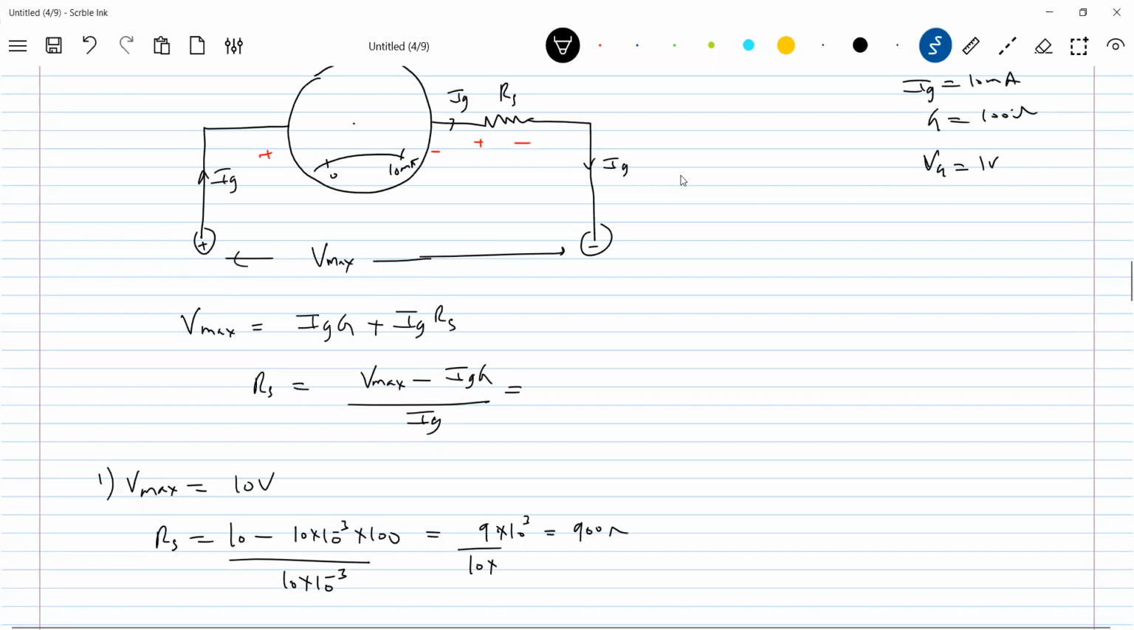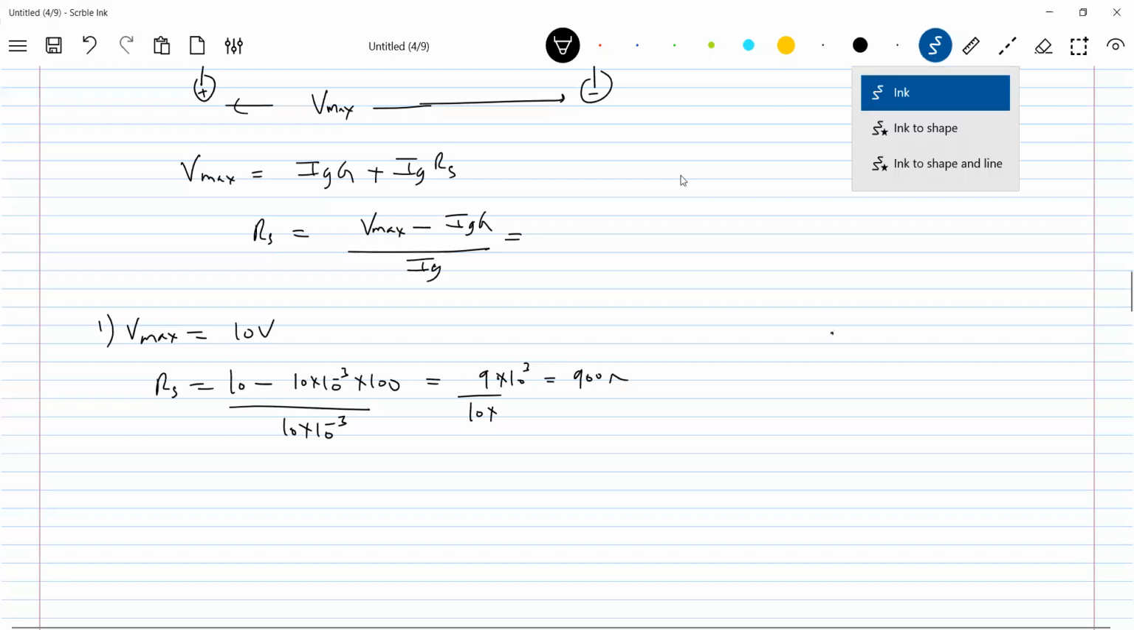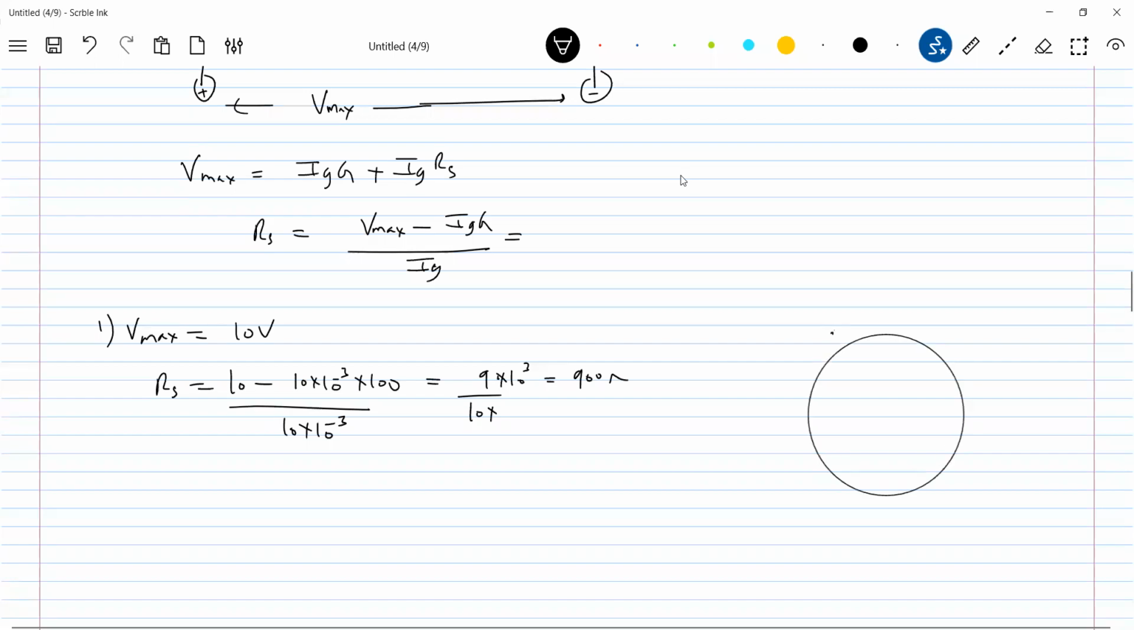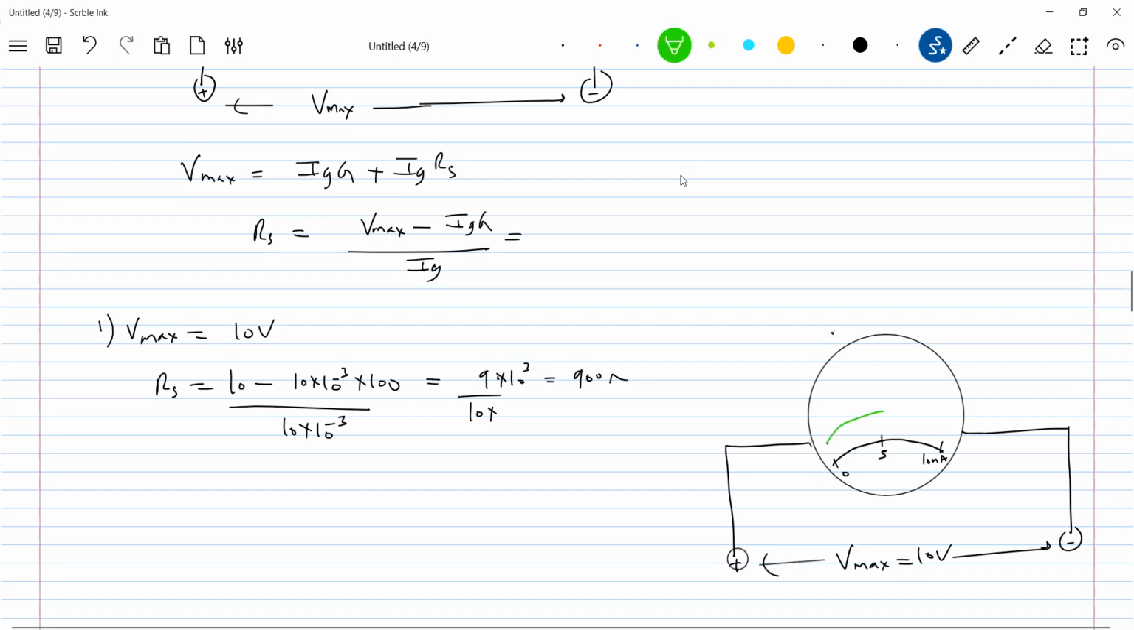So how is the construction? The construction will be like this. This is the voltage, and how much is being applied? 10 volt is applied. Then there are two scales. One is the galvanometer scale, which will be 0, 5, 10 milliampere. Then I'll bring the voltmeter scale, 0, 5, 10 volt. When I apply 10 volt, the current that will flow here will be equal to Ig, and how much current will flow? 10 milliampere.